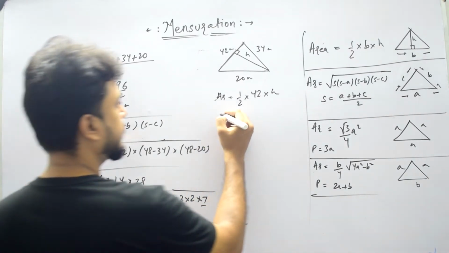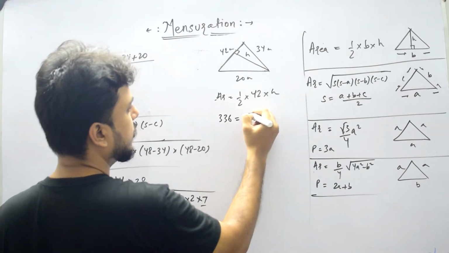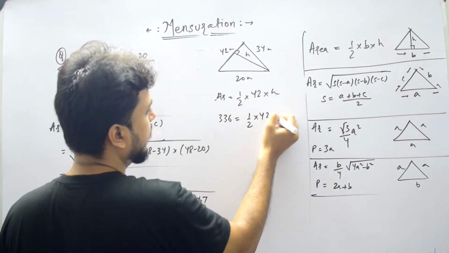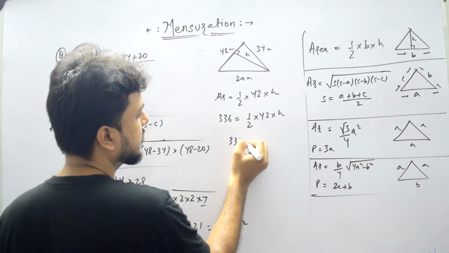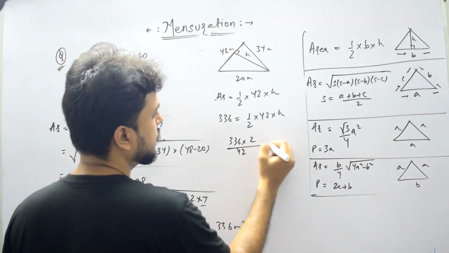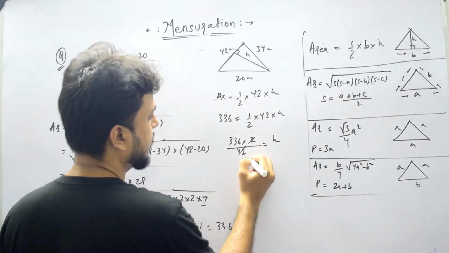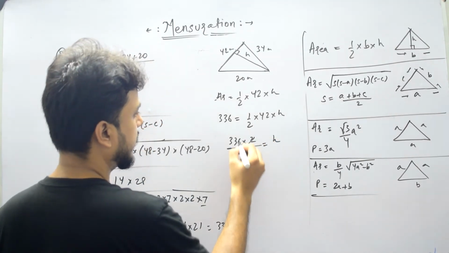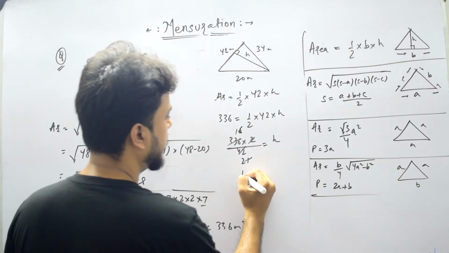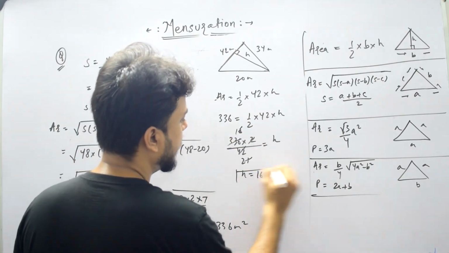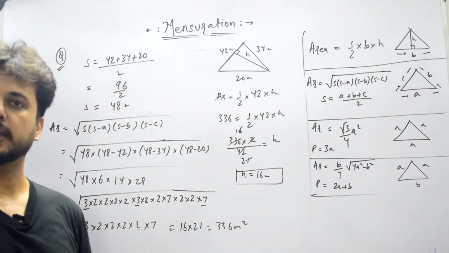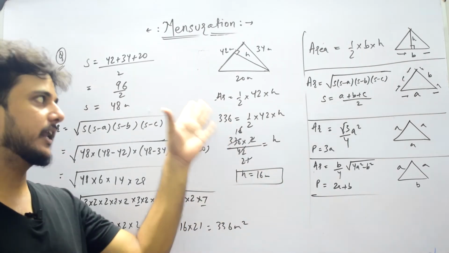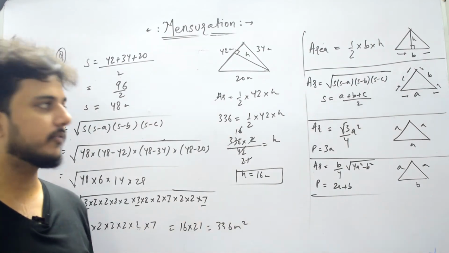That means 336 is equal to half into 42 into h. Now I will simply solve for h. So 336 multiplied by 2 by 42 equals h. It will cancel by 21 and it will become 16. So the height is 16. So the height corresponding to the longest side is 16 centimeter. Understood? This is a very important question, and you will encounter it in the beginning of the exercise.